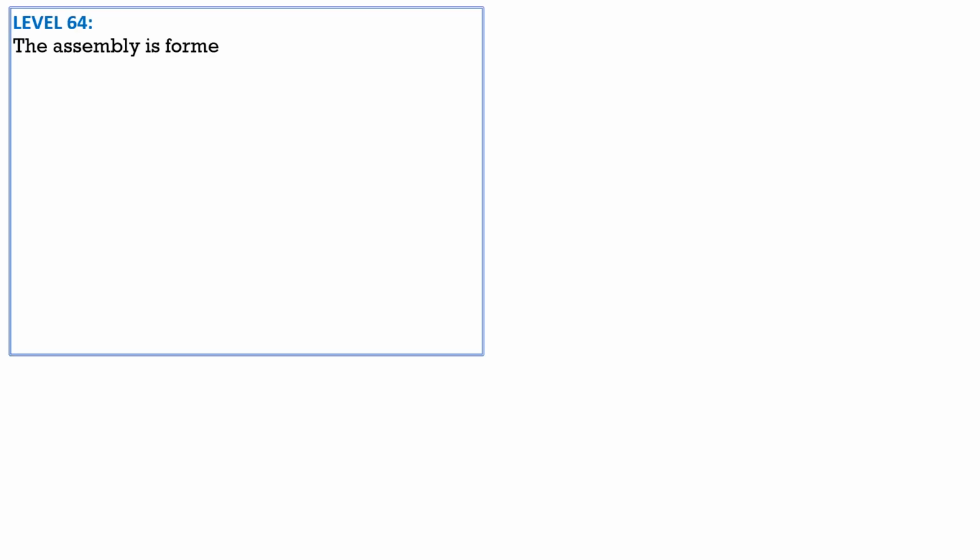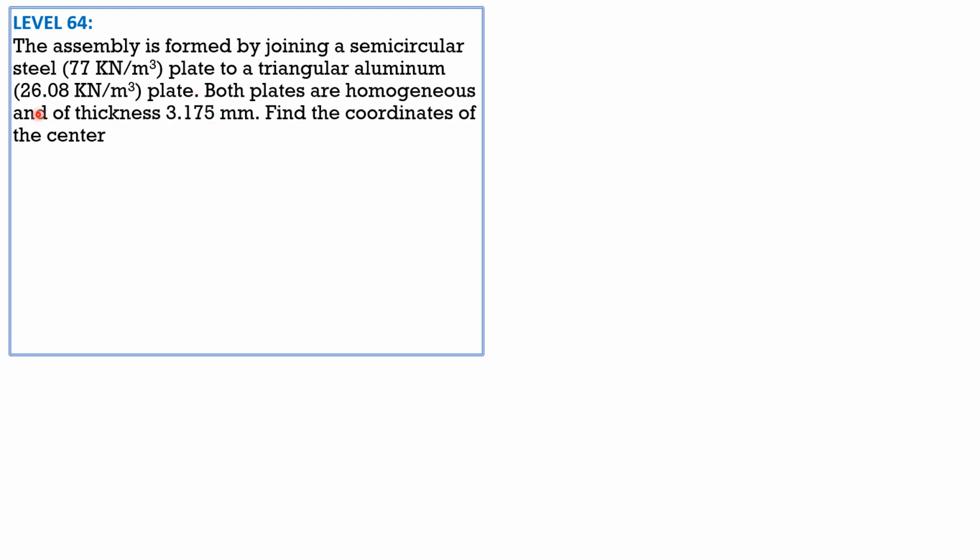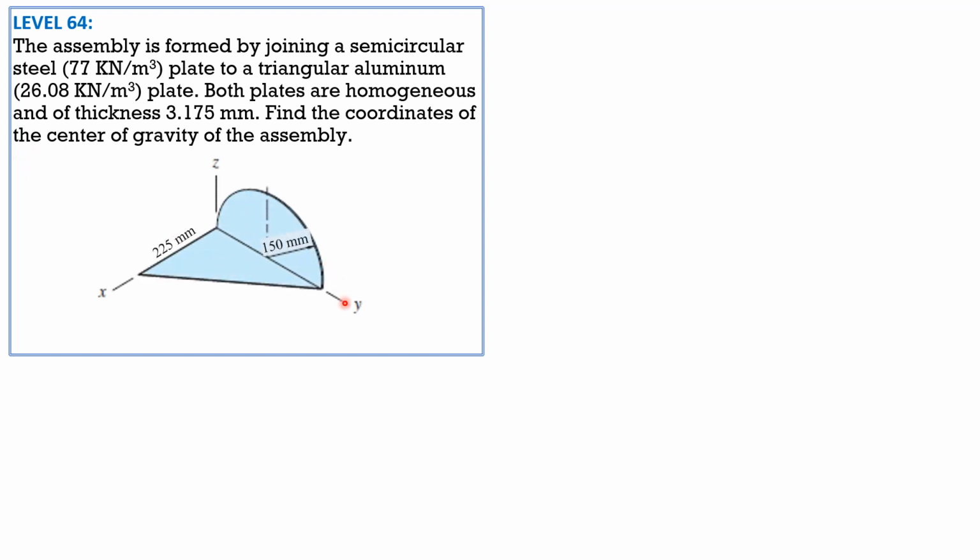Problem 64. The assembly is formed by joining a semicircular steel plate, specific weight 77 kilonewtons per cubic meter, to a triangular aluminum plate with specific weight 26.09 kilonewtons per cubic meter. Both plates are homogeneous and of thickness 3.175 mm. Find the coordinates of the center of gravity of the assembly. So here is the given figure.